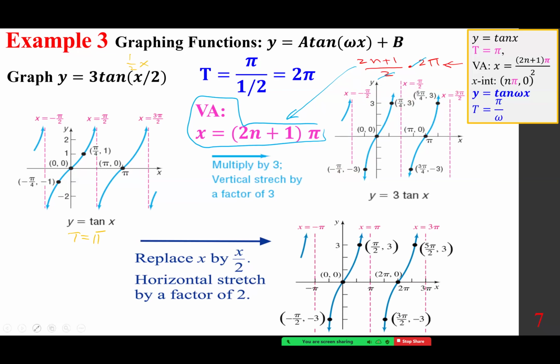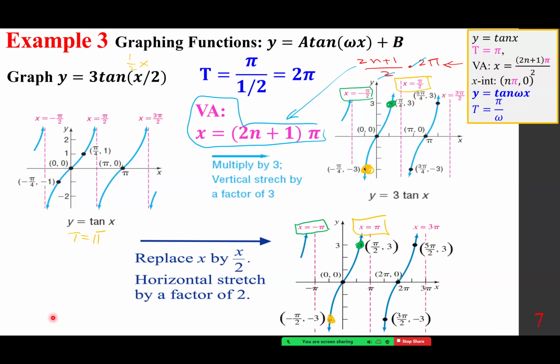So take a look at this one. Okay, take a look at this one. X equals pi over 2 becomes x equals pi. This point, get the effect. Okay, and look at the intercepts. 0 doesn't change, but this one is 2 pi, 0, as I mentioned.